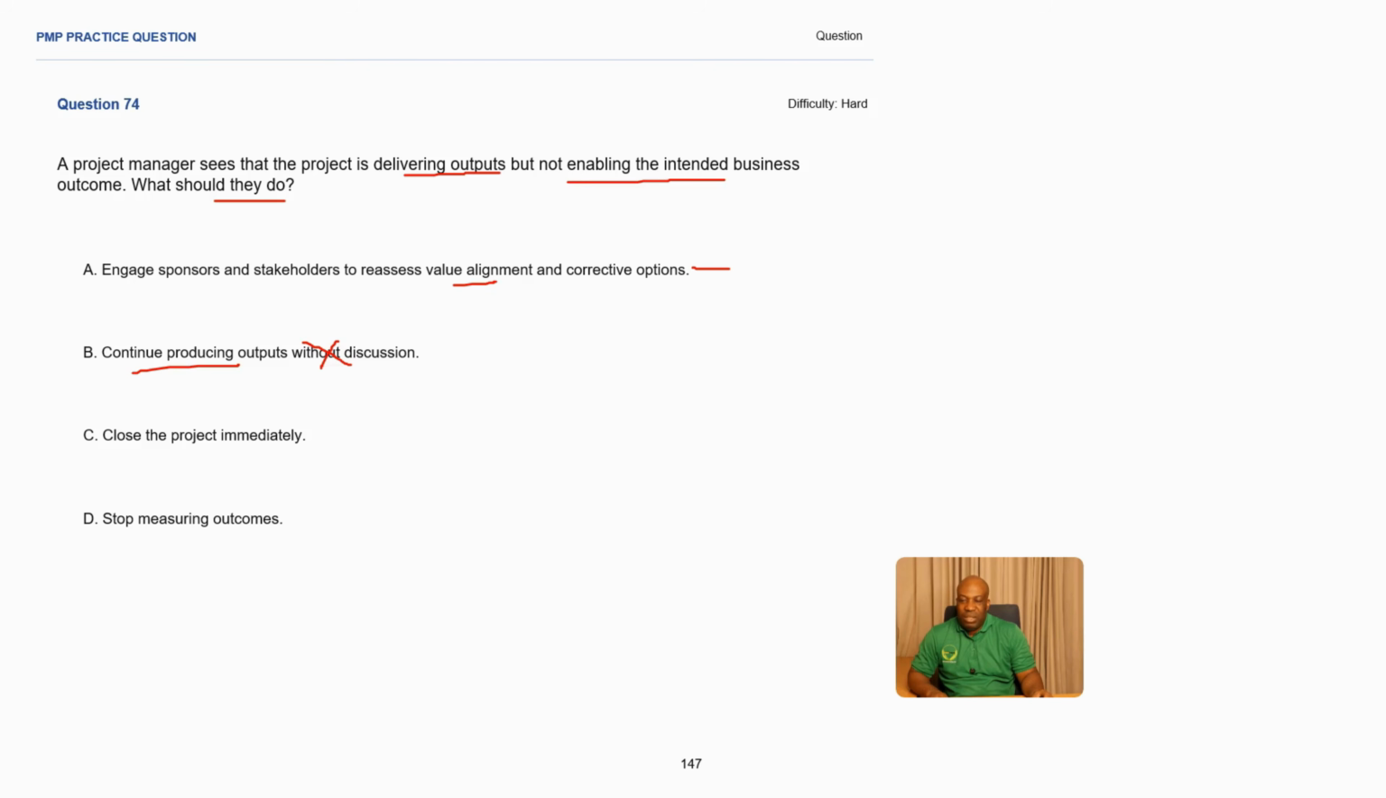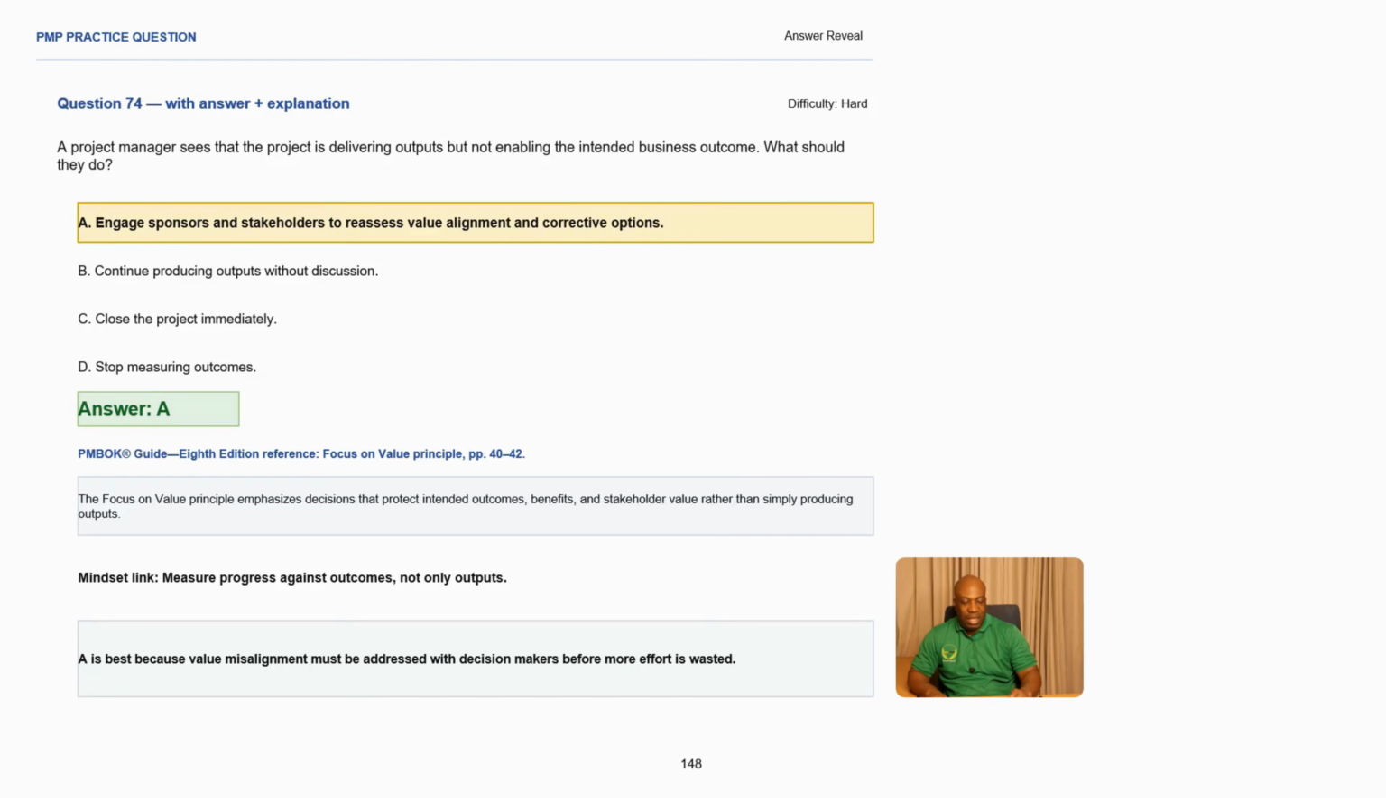Close the project immediately. You don't close the project because the outcomes are not aligned to the intended business outcome. No, you need to assess and understand from stakeholders what is the intended business outcome, and then you start aligning your deliverables to the outcomes, making this one incorrect answer. Stop measuring outcome. You don't stop measuring outcome. You cannot do this in a project environment. So in this scenario, it makes A the best answer. You need to engage the sponsor and stakeholders to increase value alignment and also corrective options.